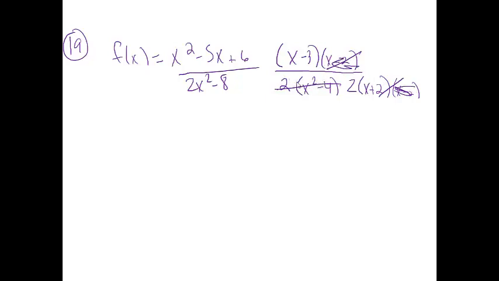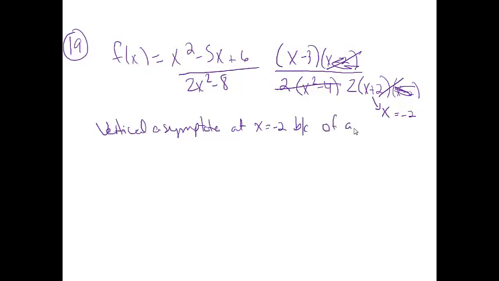So I'm looking for non-removable discontinuities. I know on this one that x equals -2 would make my function undefined, and I could not cancel it out with anything in the numerator. So there will be a vertical asymptote at x equals -2 because of a non-removable discontinuity. And I definitely on my test would use complete sentences when I was doing this problem.